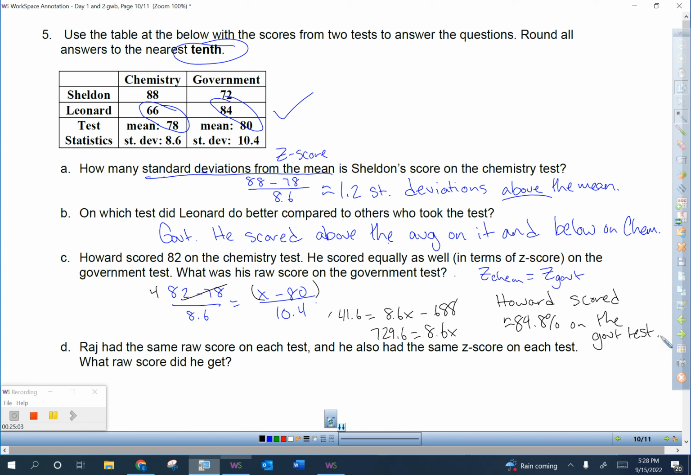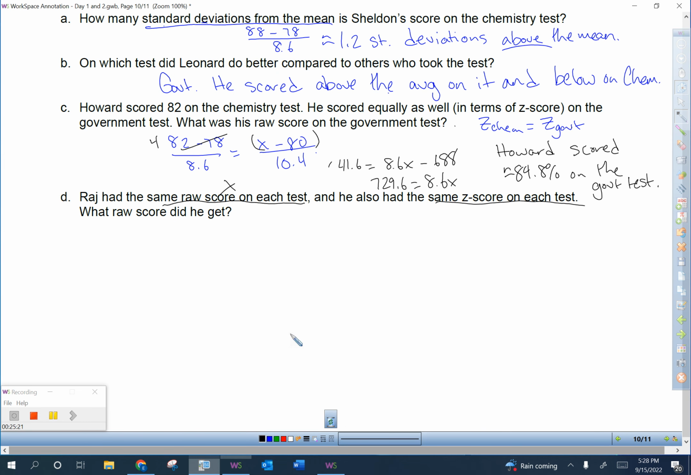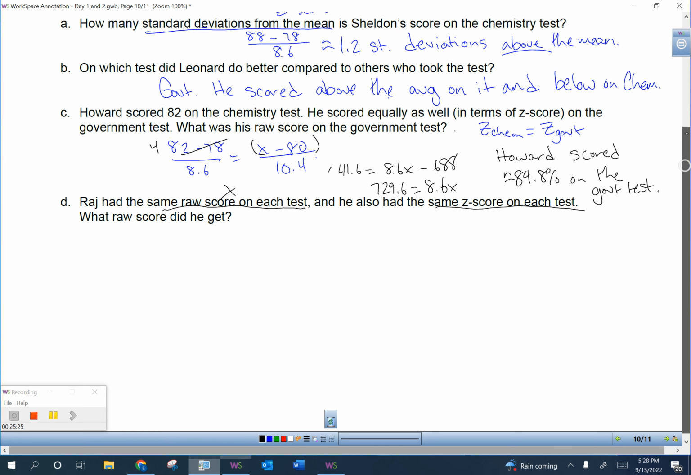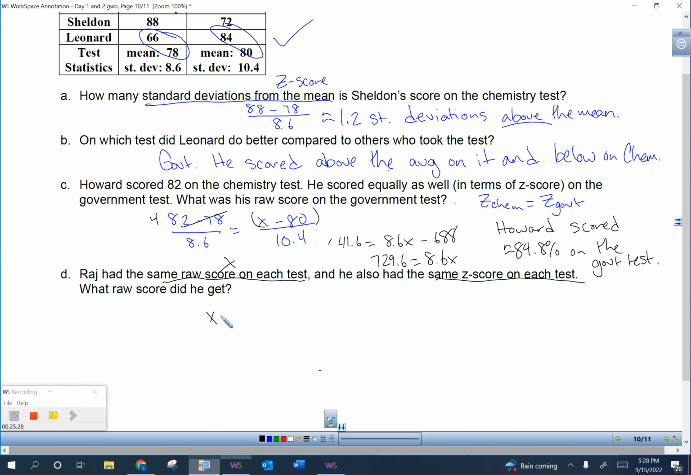So this one is going to be a little similar. It says Raj had the same score on each test, but they didn't tell us it, so that has to be our X. But he also had the same Z-score. So same process as the last one. We've got some Z-score equal to another Z-score, but we're also going to have an X on both sides because they did not tell us anything about Raj's score. Okay, so we can still steal from the chemistry side the mean of 78 and the standard deviation of 8.6. Then on the other side, we don't know this part, so it's X minus 80 over that 10.4.